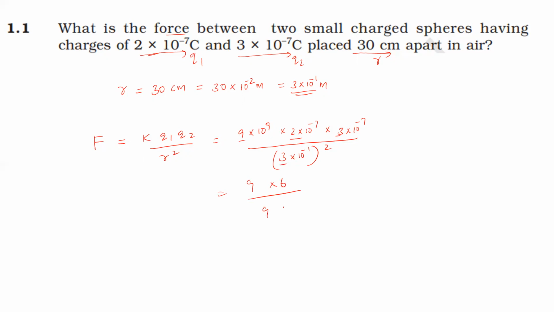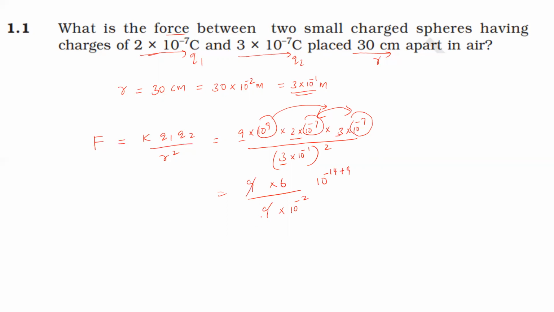into 10 power minus 1 whole square is 10 power minus 2 and here 10 power 9, 10 power minus 7, 10 power minus 7 is there. This 10 power minus 7 and 10 power minus 7 is 10 power minus 14. This 10 power minus 14, here 10 power 9 is there, no? So how much we are getting means 10 power minus 14 plus 9 is there.